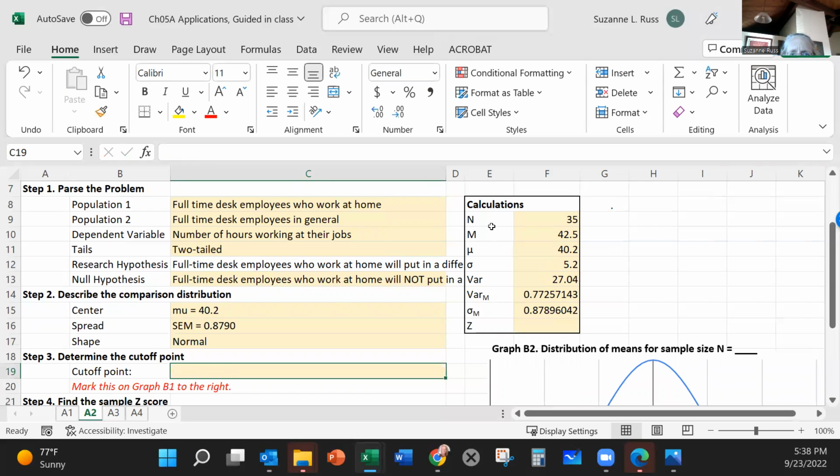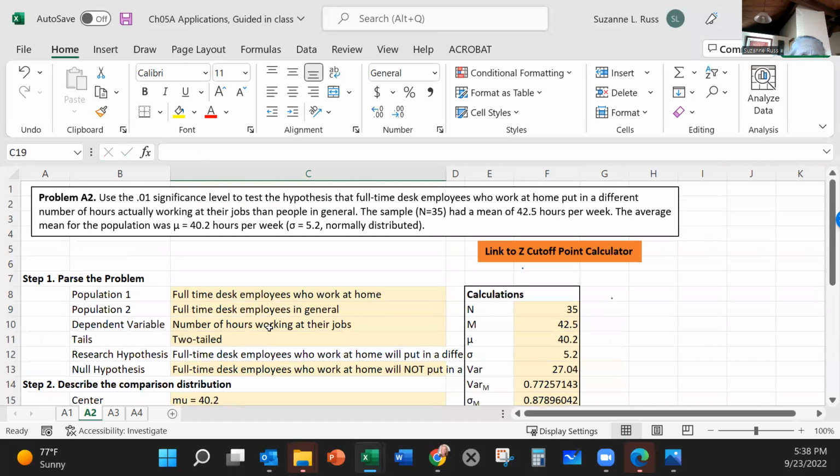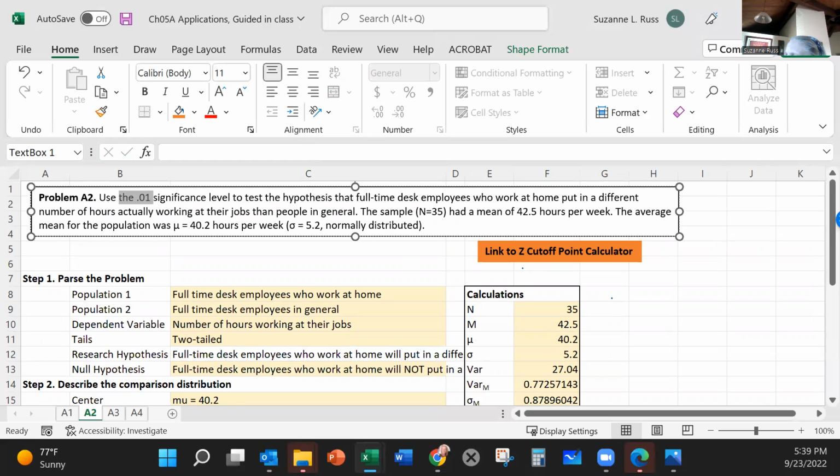We know this in particular because we have more than 30. So if it wasn't stated, I could still feel confident. It was stated, and that's what we should assume for our problems here. Next, we have to determine the cutoff point. For that, we need alpha and tails. We can see that it's two-tailed, and we need the 0.01 significance level.